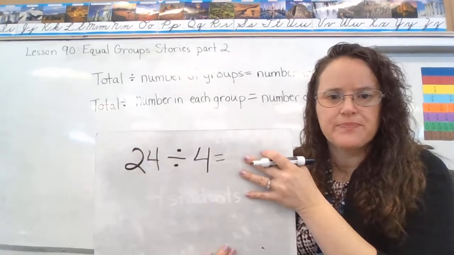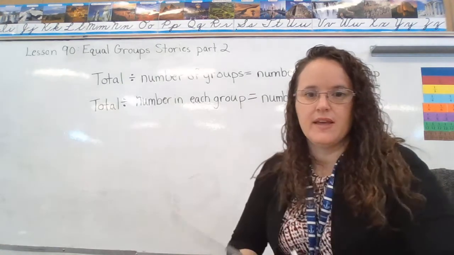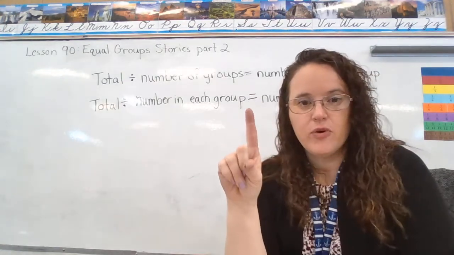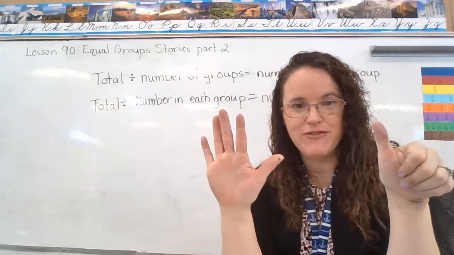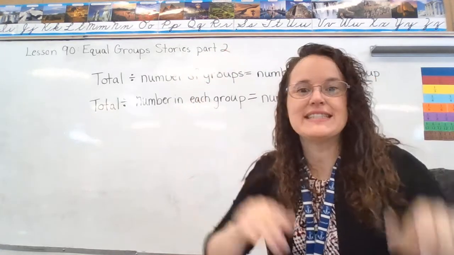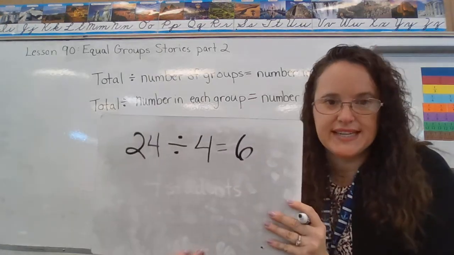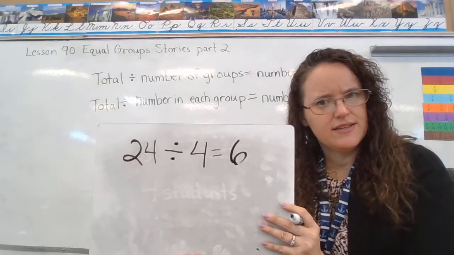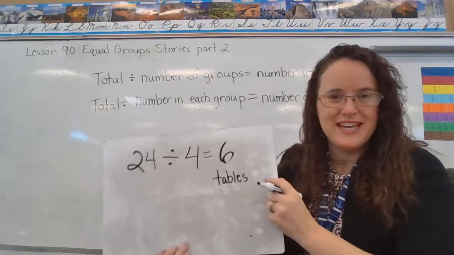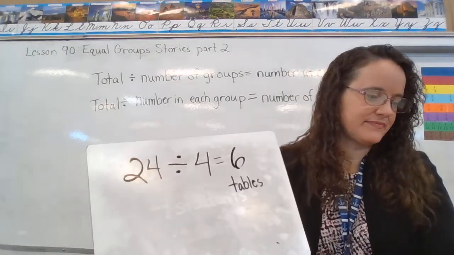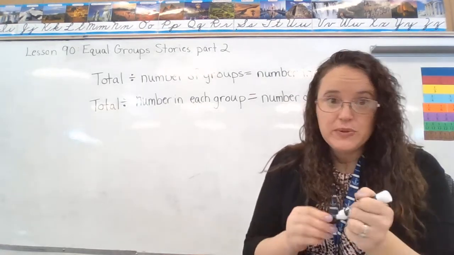24 divided by 4. What number times 4 equals 24? Let's count by 4s to figure it out. 4, 8, 12, 16, 20, 24. So what number times 4? 6, which means 24 divided by 4 equals 6. 6 what? 6 tables is what we need for this problem. So there were only 2 examples here.